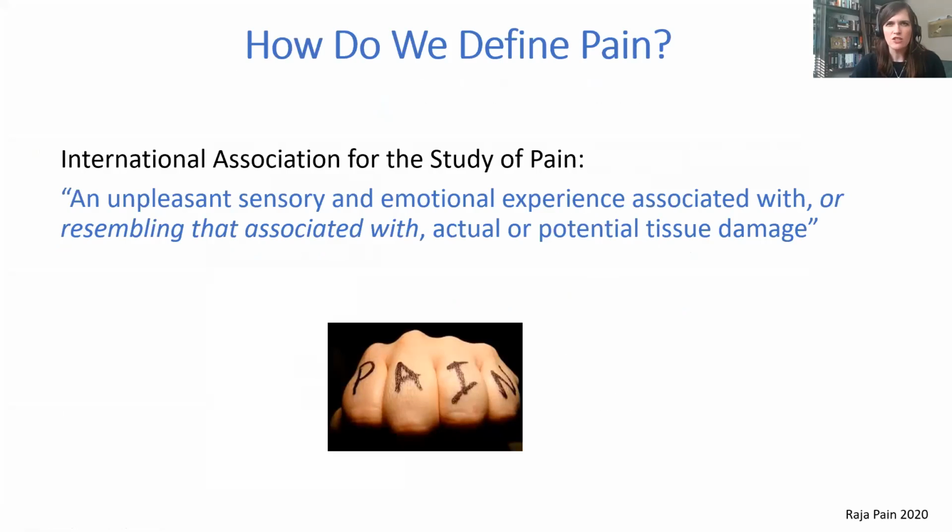The main organization that's taken on the task of defining pain is the International Association for the Study of Pain. And here you can see their 2020 consensus definition: an unpleasant sensory and emotional experience associated with or resembling that associated with actual or potential tissue damage. This is actually the first time the IASP has updated their definition of pain since 1979. And the words here in italics indicate the language that was added in 2020.